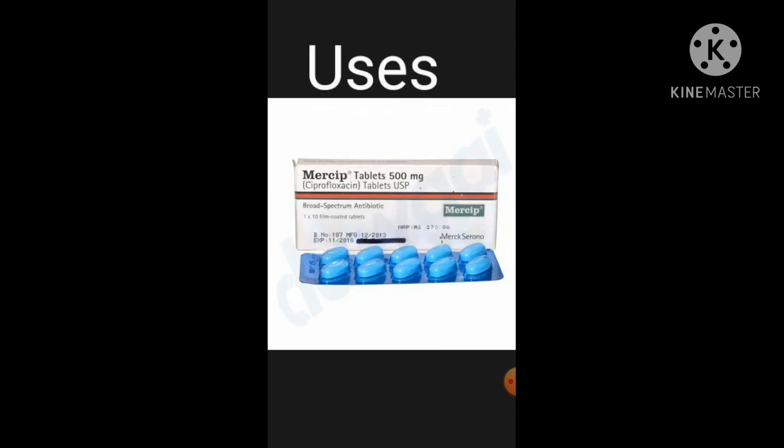This medication is used to treat a variety of bacterial infections. Ciprofloxacin belongs to a class of drugs called quinolone antibiotics. It works by stopping the growth of bacteria. This antibiotic treats only bacterial infections.